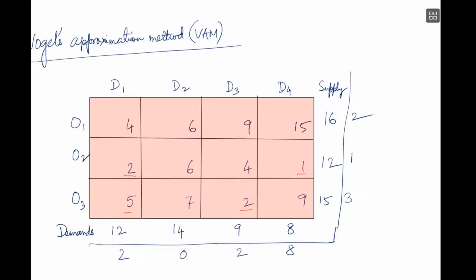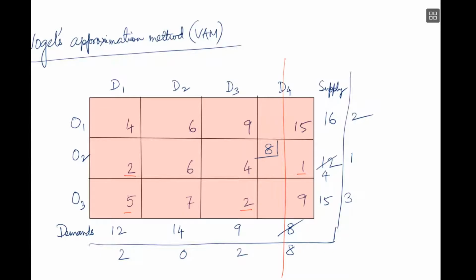As we see in the fourth column the costs are respectively 15, 1 and 9, so the minimum is 1, and we make our allocation in the cell 2, 4 corresponding to the minimum cost 1. We see the maximum possible allocation here is 8, so 8 is finished, demand fulfilled, and 12 reduces to 4, and D4 will now be discarded.